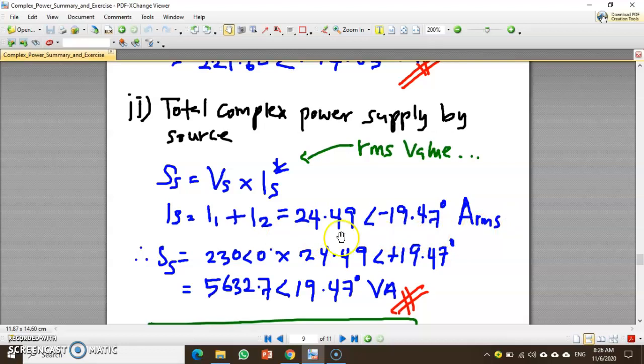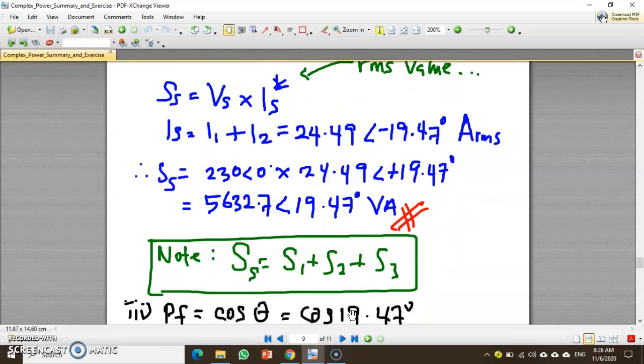So S supply equals V RMS times Is RMS conjugate. Okay, conjugate. So you can get S supply. This is the complex power supplied by the source. This is approach number one. Approach number two, you can determine based on conservation of complex power: S supply equals S1 plus S2 plus S3. So we have two different approaches.